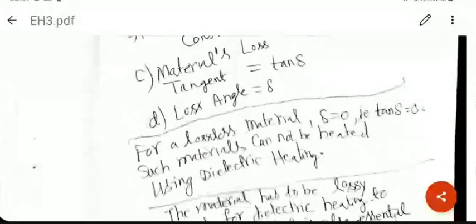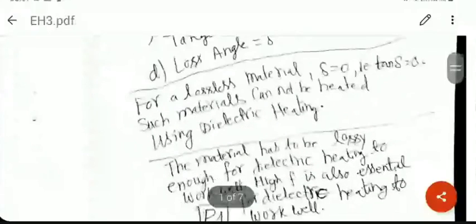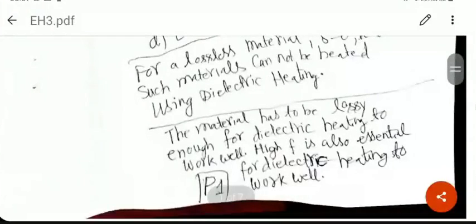Now, for a lossless material, delta is 0. So tan delta is 0. That means no heat would be produced. There's no point trying to heat a lossless material. Of course, there is no lossless material in nature anyway. The material has to be lossy enough for dielectric heating to work well. That's for sure. Okay.